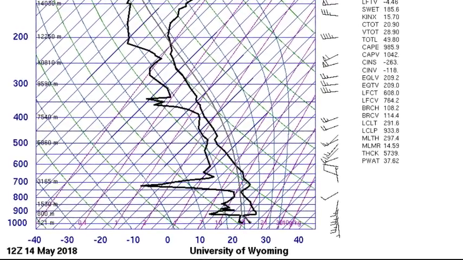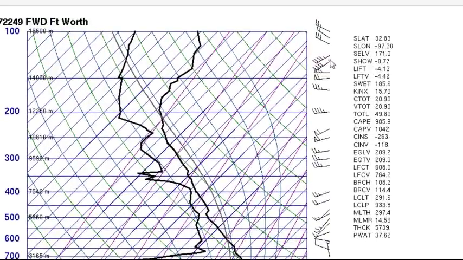What else is going on? Well, weak winds. A lot of mid-level wind weakness there. You have to really get up above 35,000 to pick up the stronger wind.